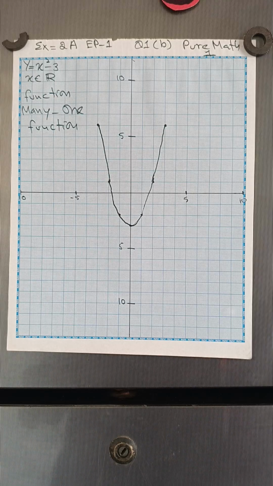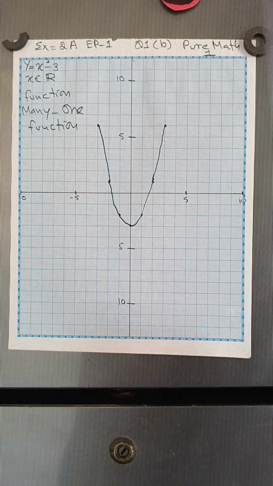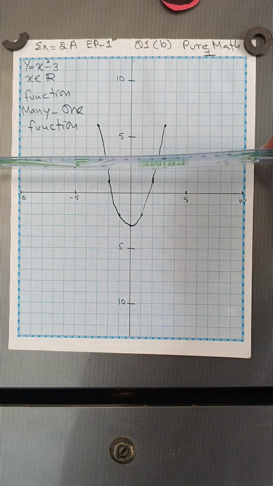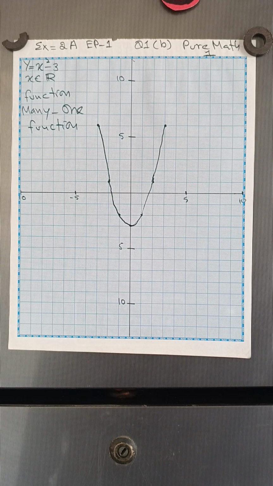For function we use this vertical test. Okay, and for one-to-one or many-to-one we use this test, because it cuts the graph at two places, so it's a many-one function. So this is how you will do question number 1 and its B part. This is exercise 2A from the course book of the Pure Maths 1, and this is our first episode on this. My name is Ferhan Mazher.